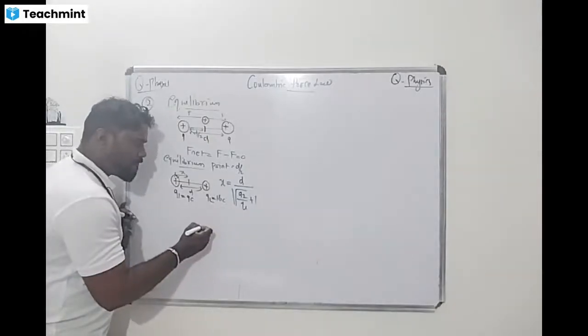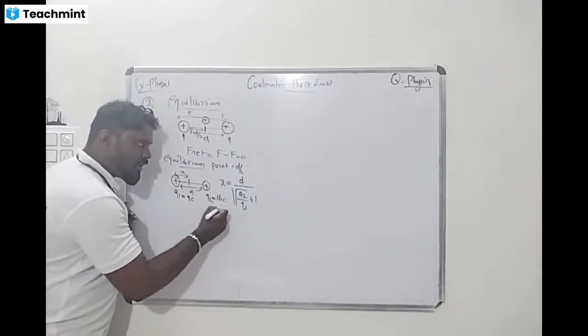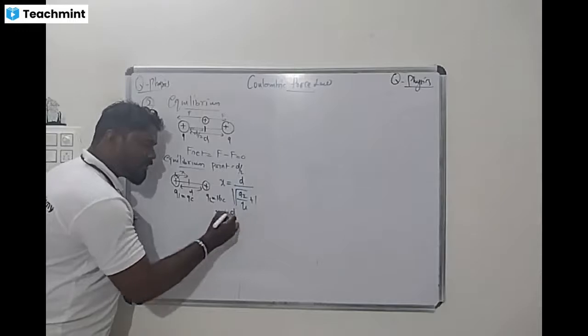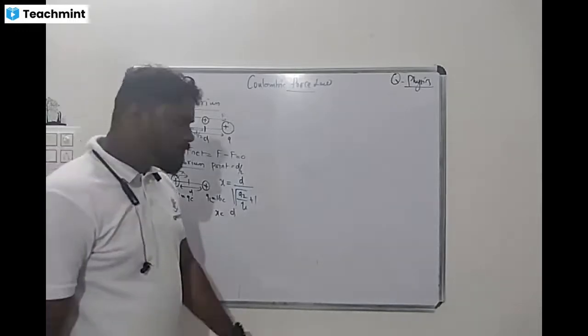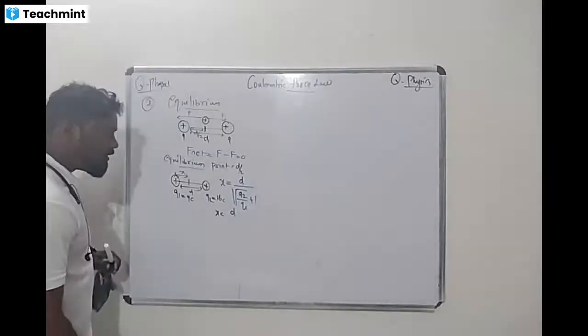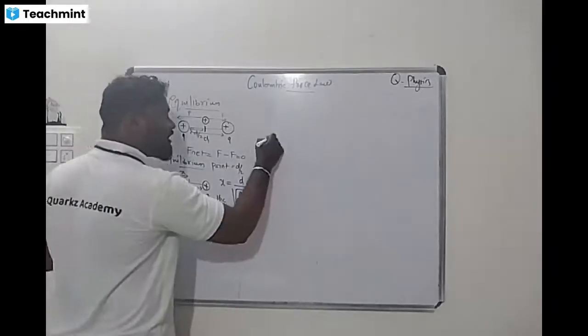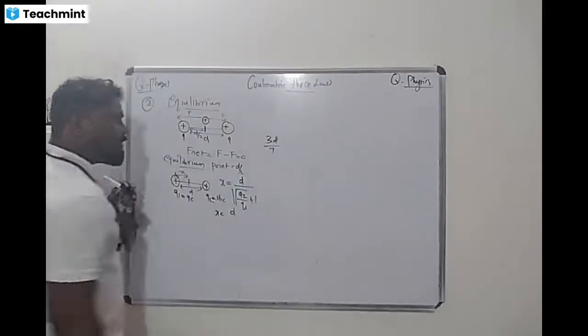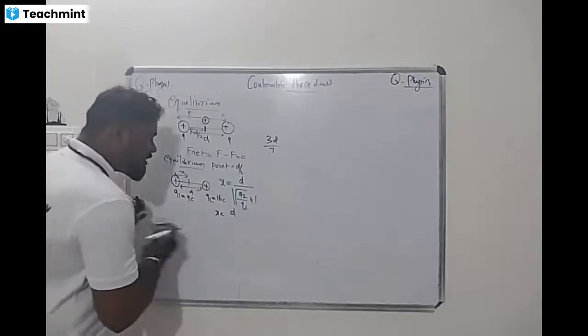Or else you can say it. So how can we calculate this one? X is 3d by 7. Sir, what is that? 3d by 7. 3d divided by 7. Check it, everyone. Or else we can write this formula.